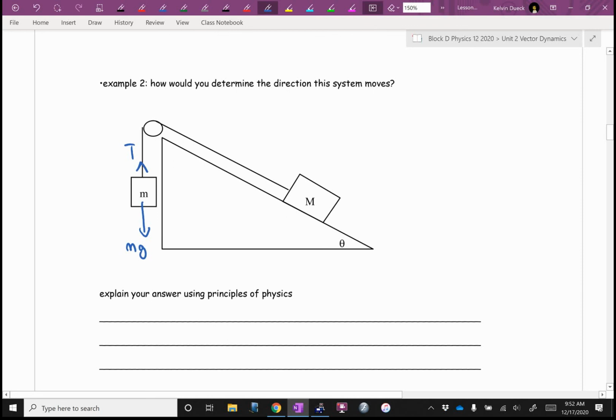Normal force? Nope. What are the forces acting on big M? Get the obvious one. Big mg. Components. Big mg perpendicular. Big mg parallel. Color, color, color. Color, color, color. What else? And one more. Oh, yeah. Sorry? Tension.